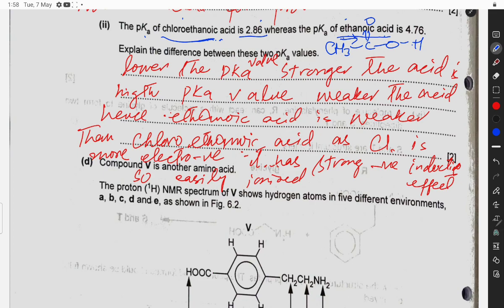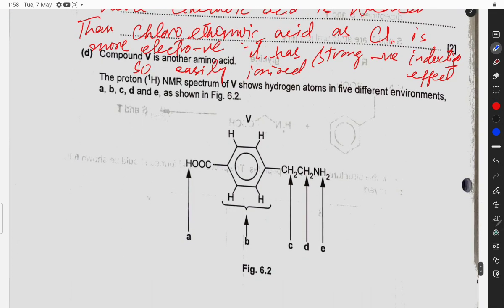Explain the difference between these two pKa values. The lower the pKa value, the stronger the acid is. The higher the pKa value, the weaker the acid is. Hence ethanoic acid is weaker than chloroethanoic acid. As chlorine is more electronegative, it has a strong negative inductive effect, so it is easily ionized.